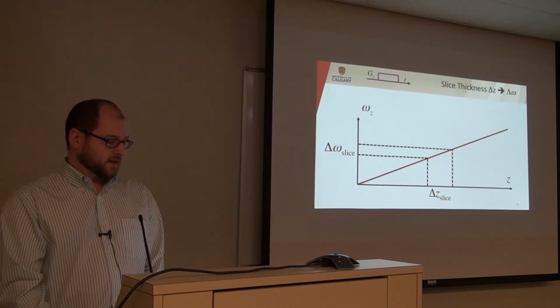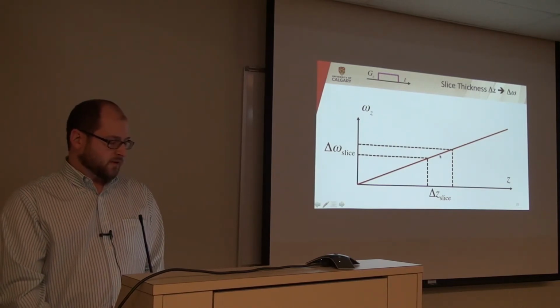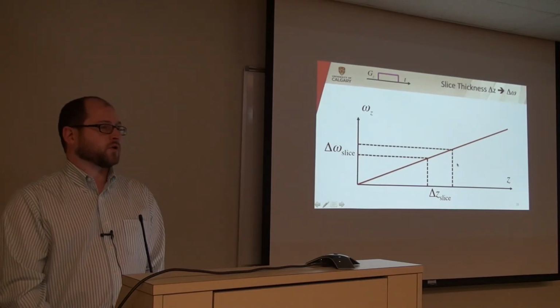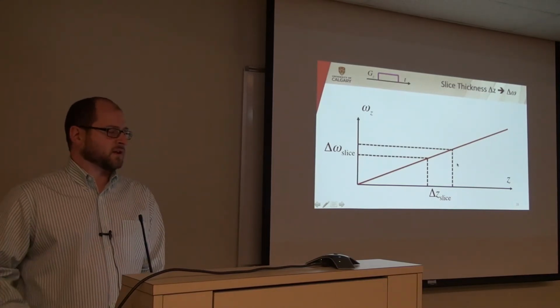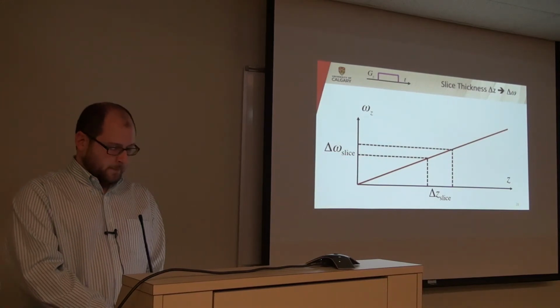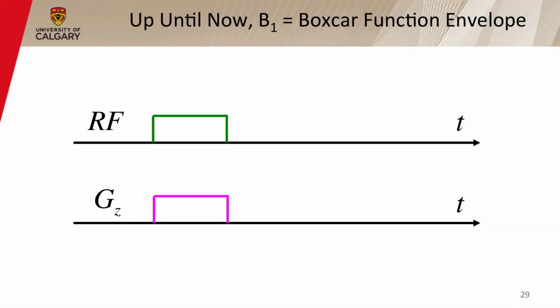So what that means is that if we just apply the center frequency right here at this point, we're not going to be getting this full slice. And actually, it's a little more complicated than that. But basically, you can think about it that way. And so up until now, I've always shown the radio frequency pulse in all of these plots as this boxcar function that is also played out while this GZ gradient is on.